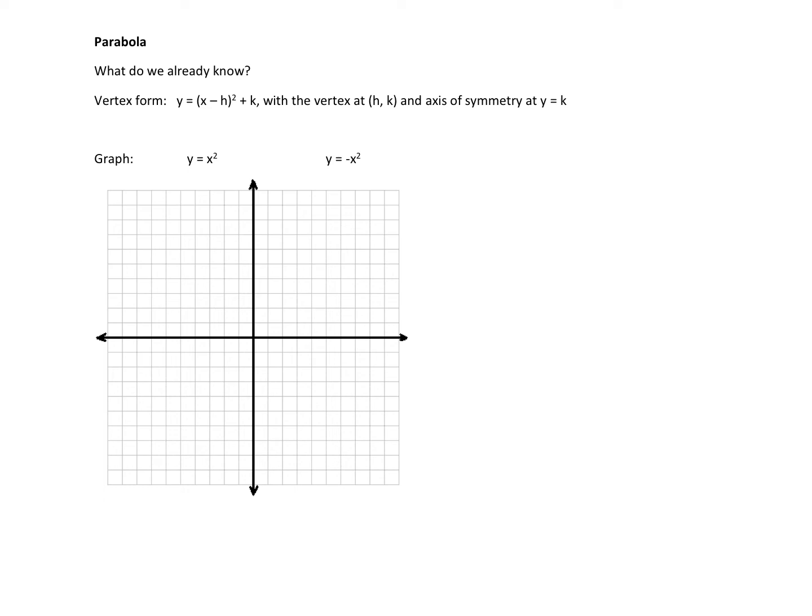Since y equals x squared was one of our parent functions, we knew that if we graphed it, it would have a vertex at (0, 0) and would go through the point (1, 1). And so we could sketch this graph looking like this.